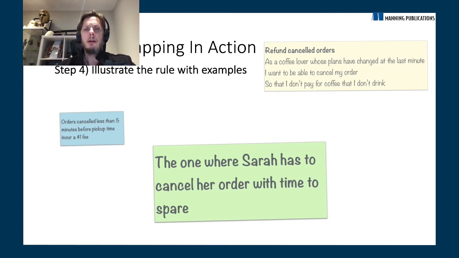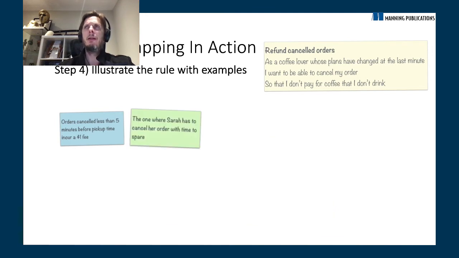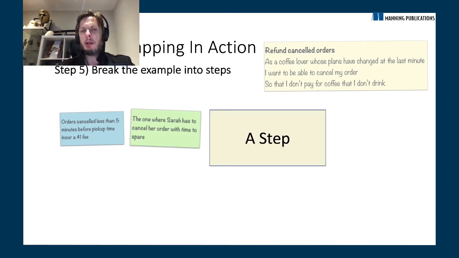So the example we might have is the one where Sarah has to cancel her order with time to spare. So that means she won't get a penalty fee. So far we have a rule and we have an example. Then once we look at our example, we say, walk me through this example, break it down for me, tell me what happens at each stage, tell me the steps that the user will go through to finish this scenario, this flow.